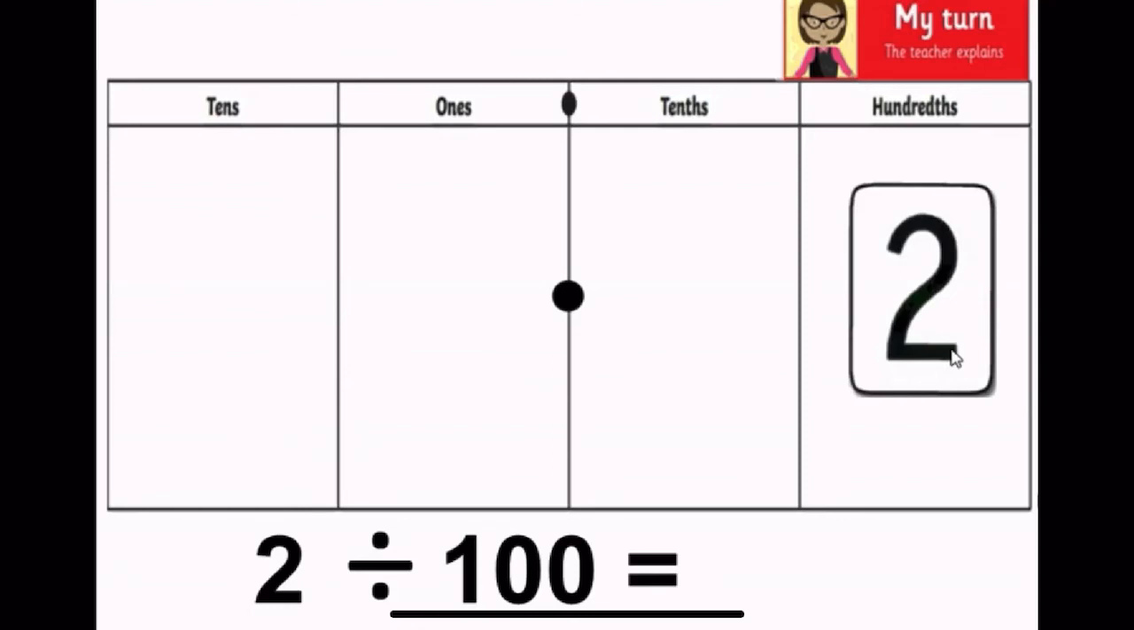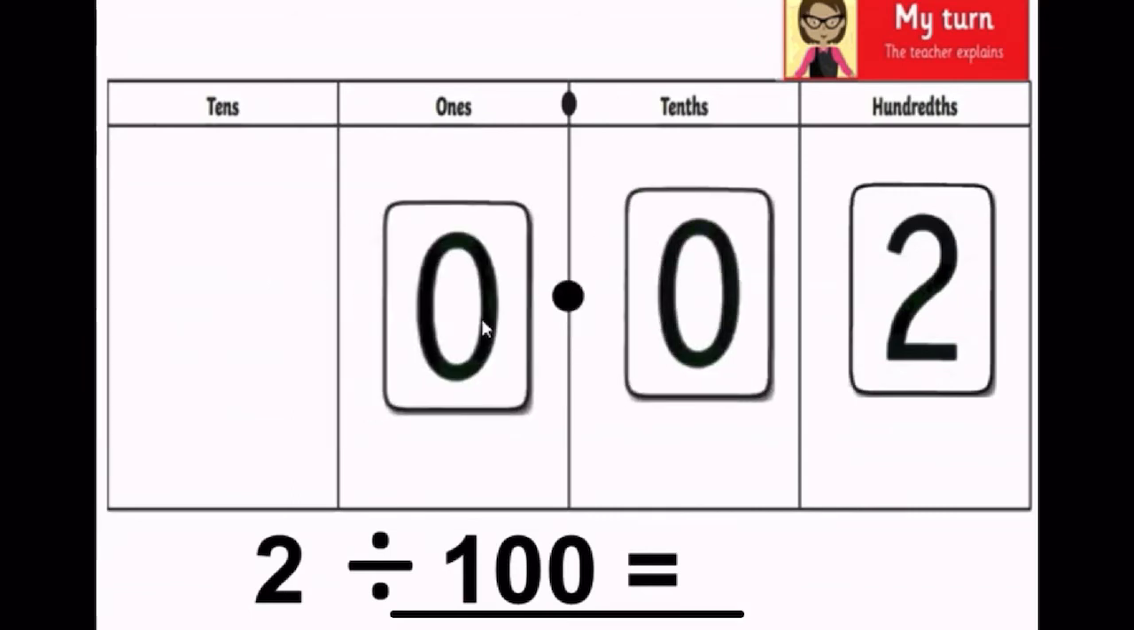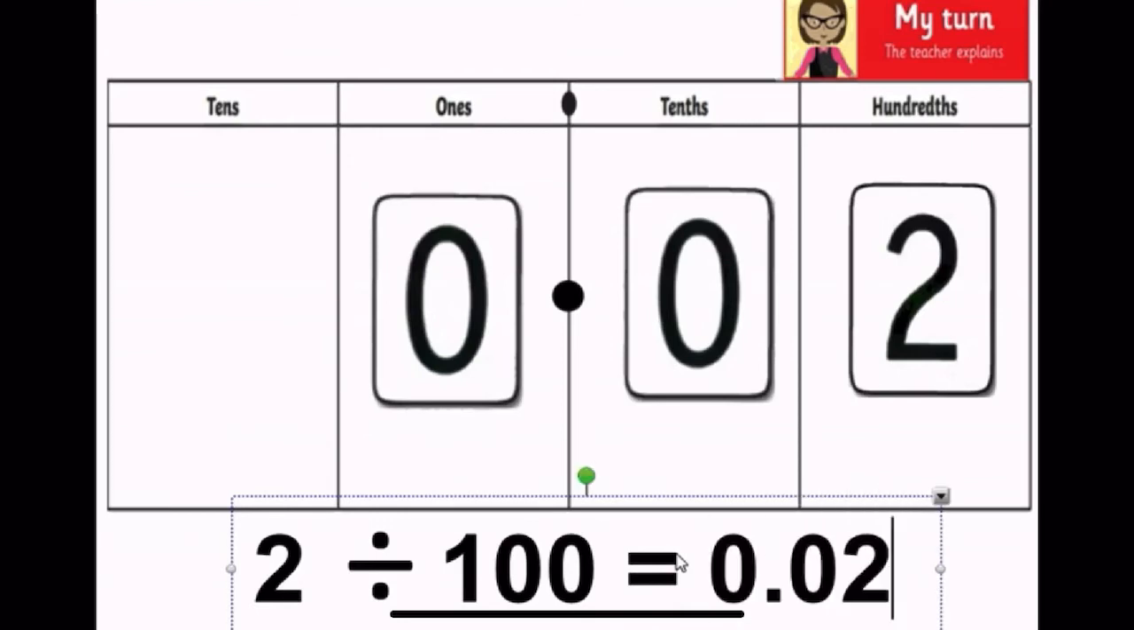But now I've got to think about how I'm going to write my answer, because earlier on in the lesson we realised that we couldn't just write a 2, otherwise it would look like a 2 and it wouldn't look any different. So I need to use my zeros now as placeholders. So I'm going to put a 0 here to show we don't have any tenths, and I'm going to put a 0 here to show we don't have any ones. Now I've managed to find my answer to 2 divided by 100, which is 0.02, 2 hundredths. And I've moved each digit 2 places to the right to work out my answer.